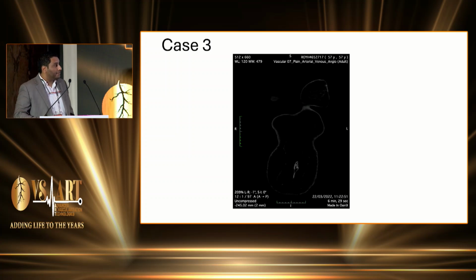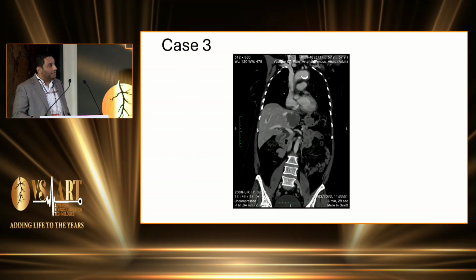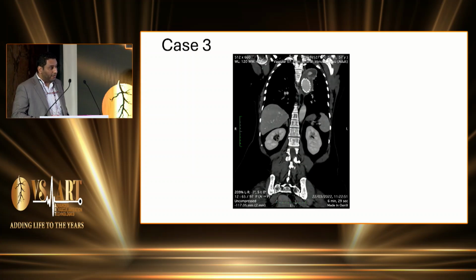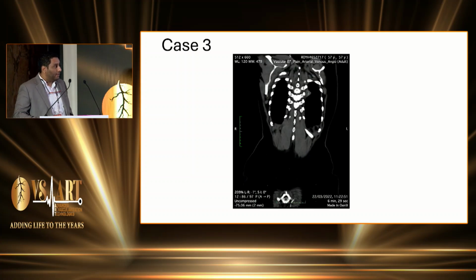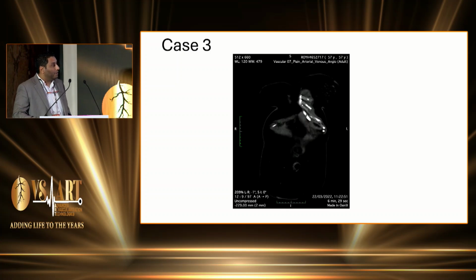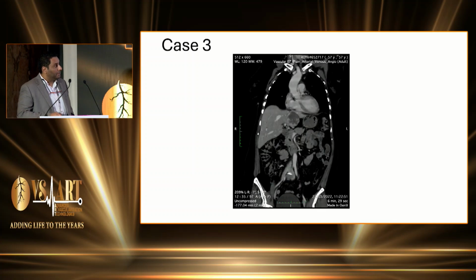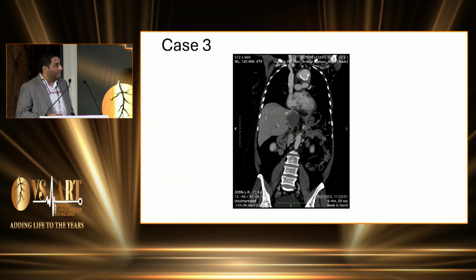The third case is a lady, again with a previous TEVAR for blunt thoracic aortic trauma, but she presented to our center with hemoptysis, and when they did the CT scan, they found a migration of the graft and a type 1A endoleak with aortoesophageal fistula. So again, we managed to do a hybrid procedure with carotid bypass and TEVAR.